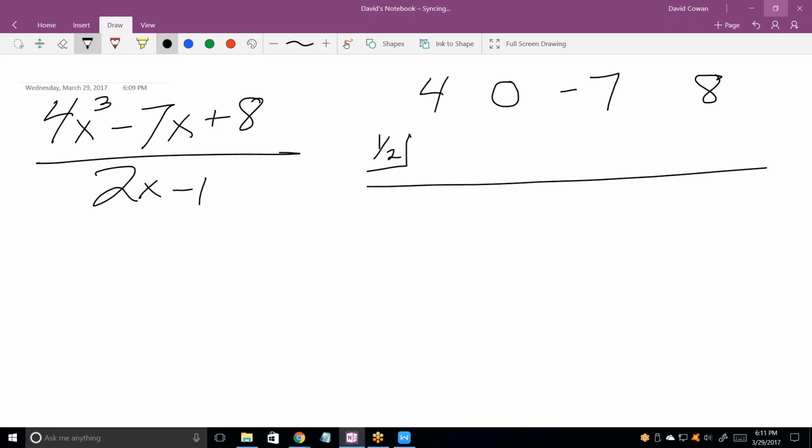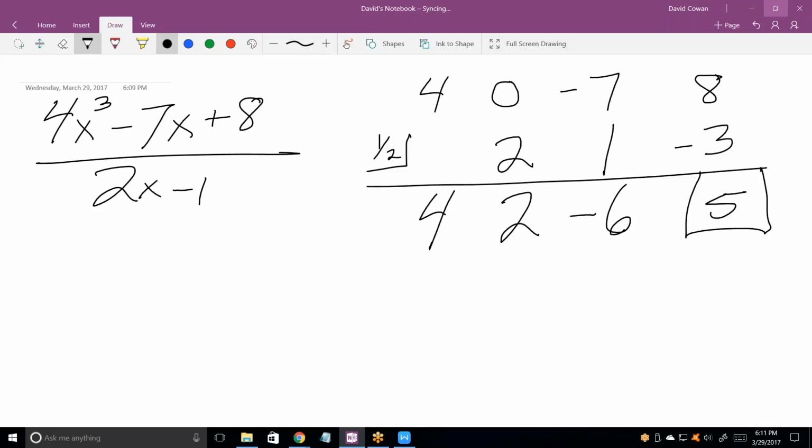Okay, you pretty good at synthetic division? Such that I don't need to make you do this? So that's our remainder, 5. What's our answer? 4x squared plus 2x minus 6.